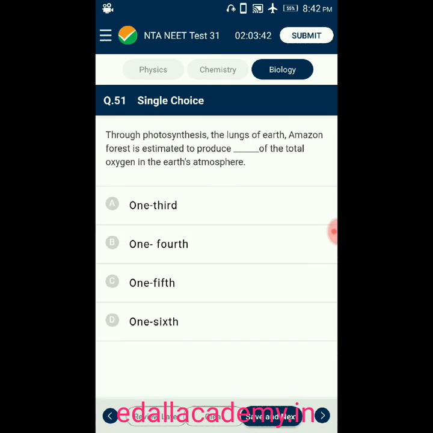Question number 51. Through photosynthesis, the lungs of Earth is estimated to produce dash of total oxygen in the Earth's atmosphere. Amazon rainforest produces approximately 20% of oxygen in Earth's atmosphere, which is about 1/5 of the total oxygen. So the answer for this question is option C, 1/5.